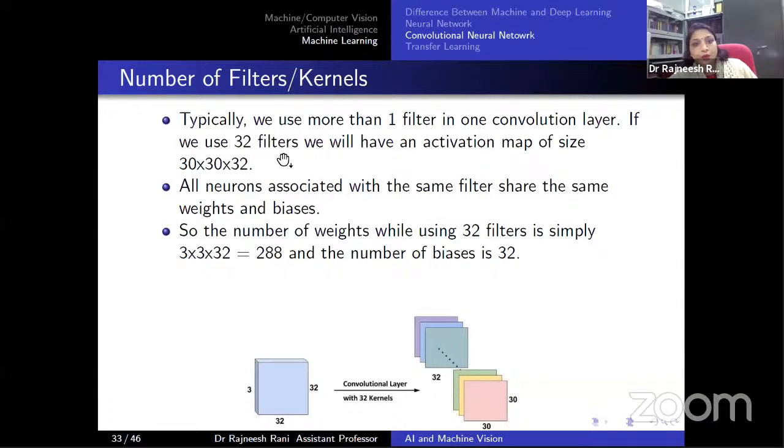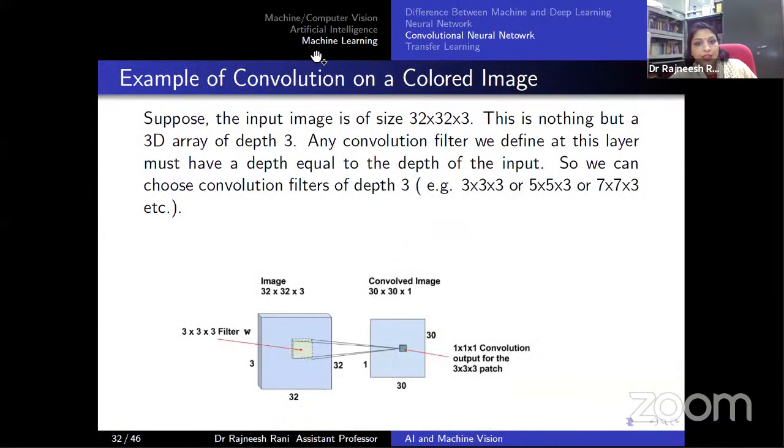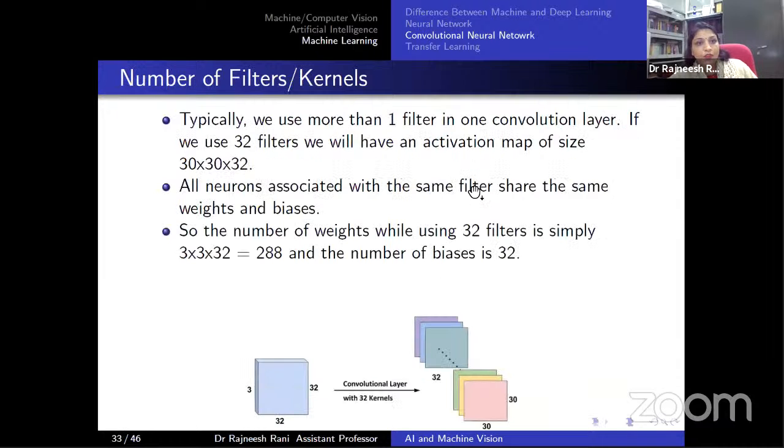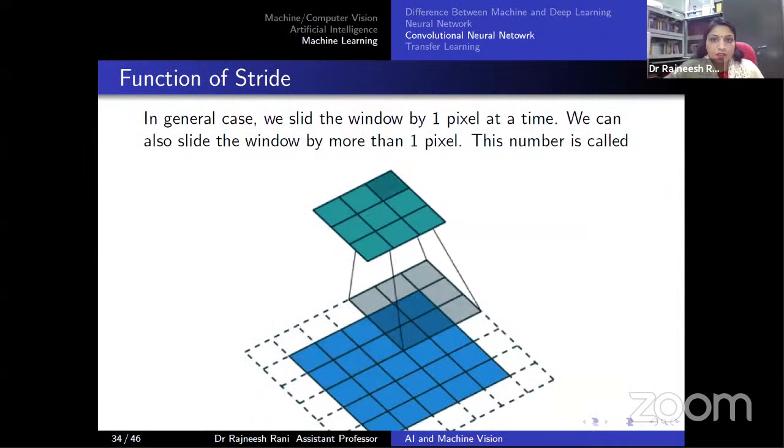So if we use 32 filters, you will have a size of 32 into 32 into 32. For example, here we have applied only one filter, so we have only one image, 30 into 30 into 1. And if we apply 32 filters, we will have 30 into 30 into 32. All neurons associated with the same filter share the same weights and biases.